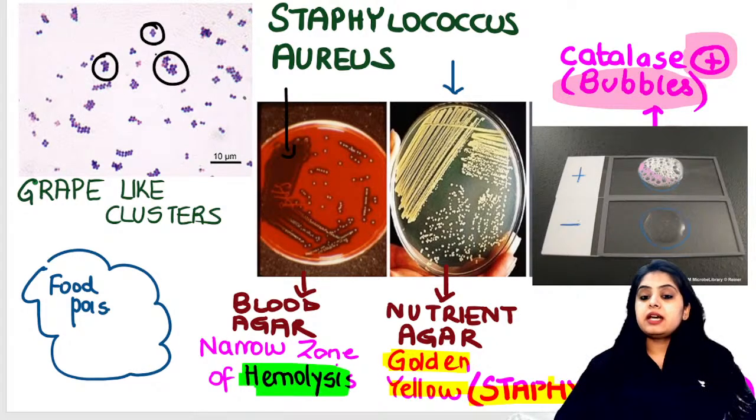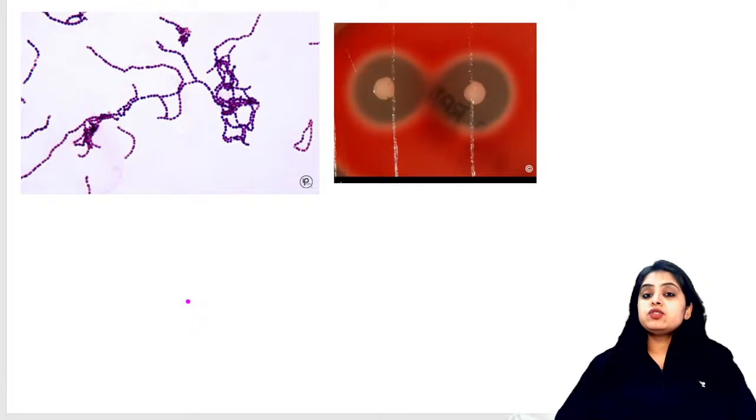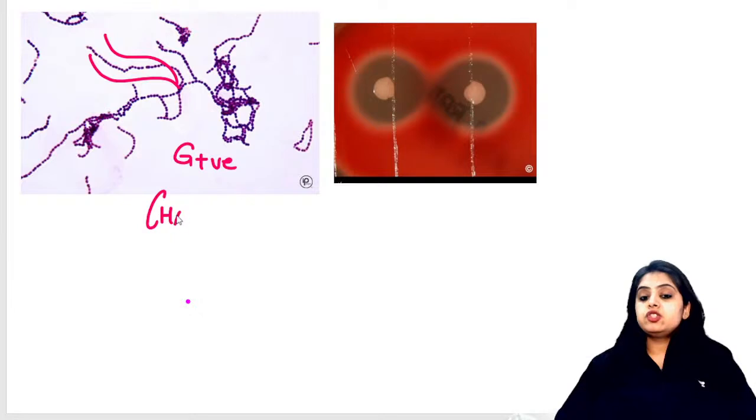Now what will the next question be? This is a classical food poisoning question that is going to come your way with all these bubbles test. Very good. Coming to the next one, if I show you a bacteria which is going to be present in chains, again gram positive, present in chains.